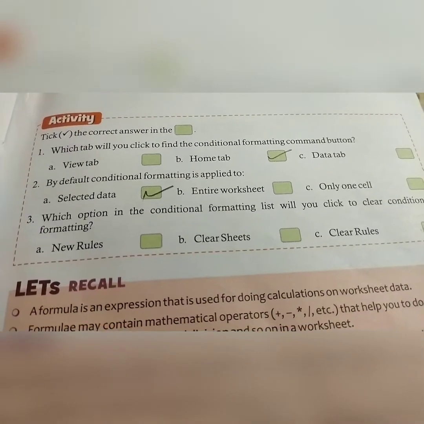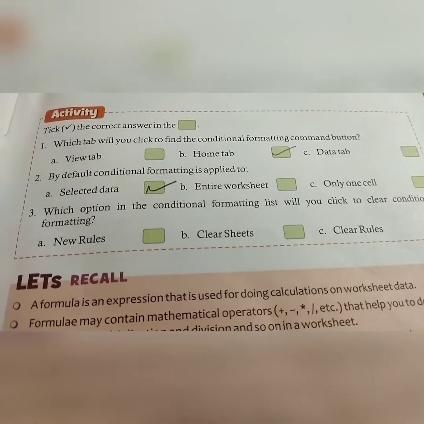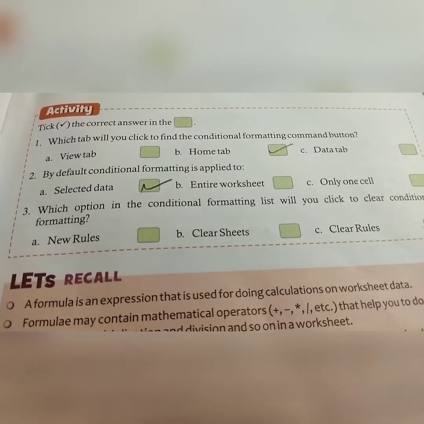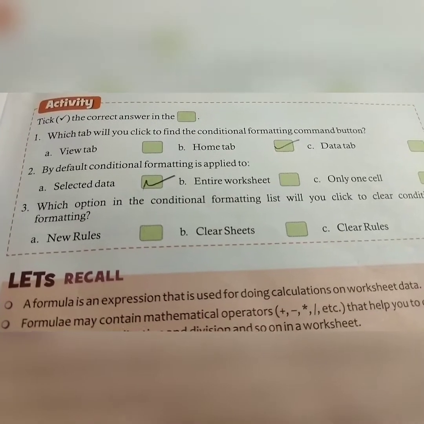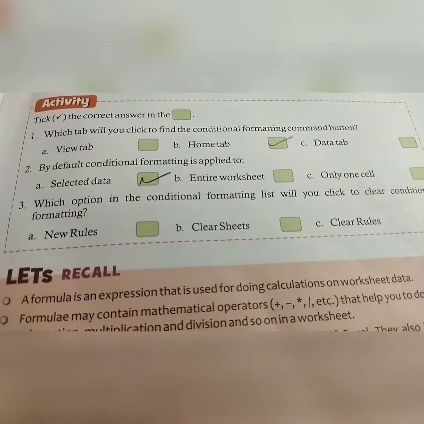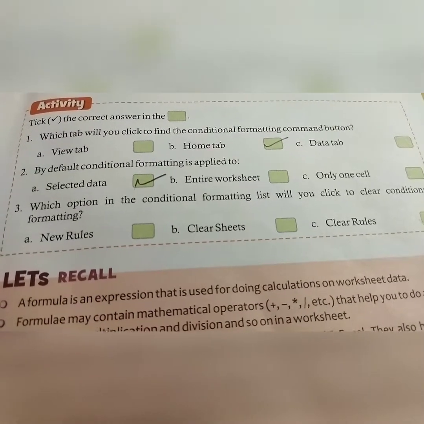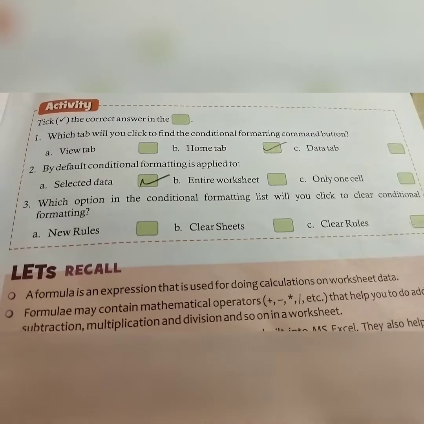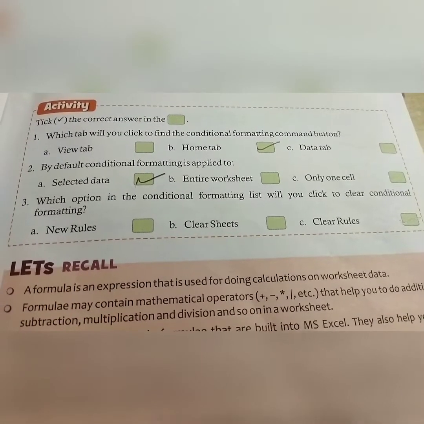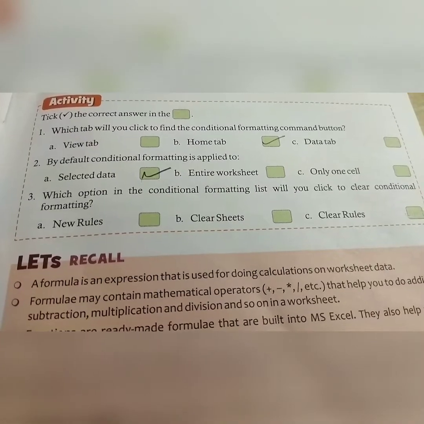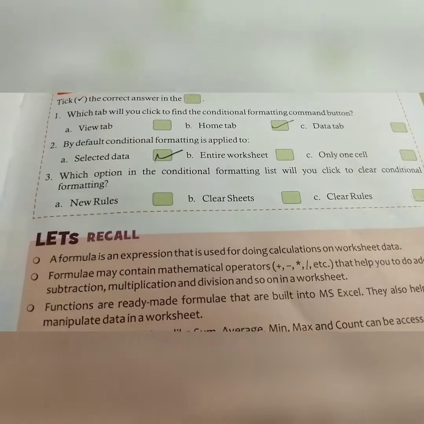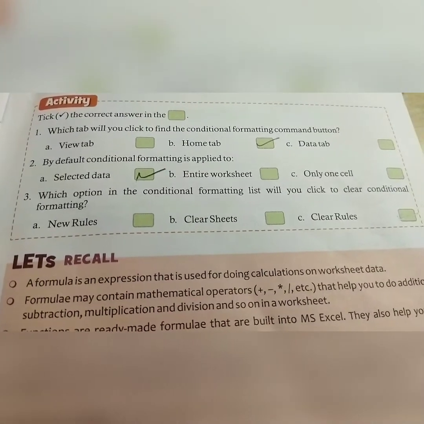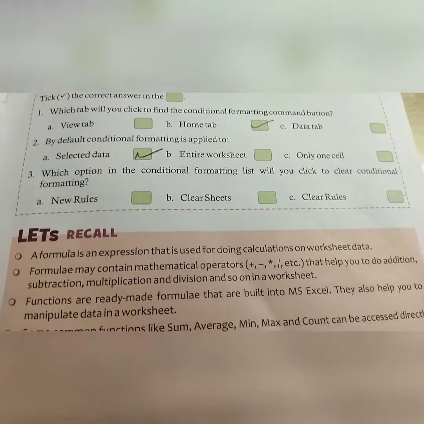First question: which tab will you click to find the conditional formatting command button? View tab, Home, and Data are mentioned in this example. So the correct option is B, the Home tab. Second: by default, conditional formatting is applied to. The correct answer is A, selected data. Third: which option in the conditional formatting list will you click to clear conditional formatting? New rules, clear sheet, clear rules. So the correct answer is clear rules.